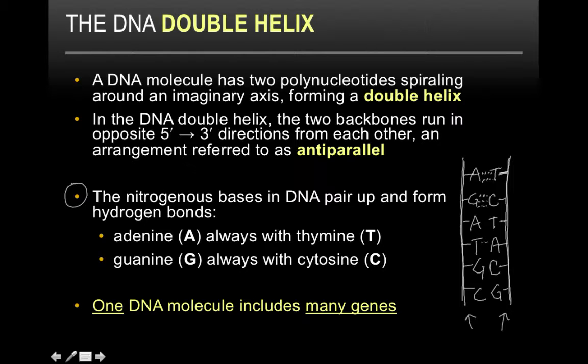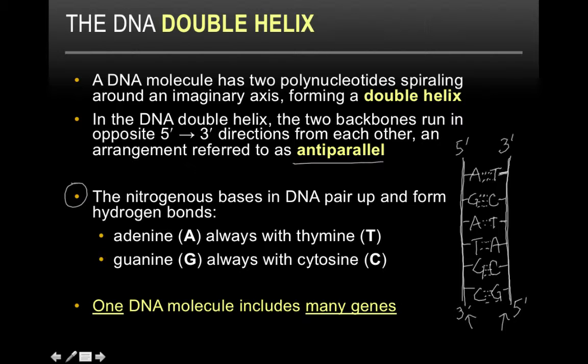Adenine is always connected to thymine by two hydrogen bonds, and guanine is always connected to cytosine by three hydrogen bonds. Another thing to consider about DNA structure is the fact that it's anti-parallel. This means if one strand is running in the 5' to 3' direction, its complementary strand that it's attached to by hydrogen bonds is running in the opposite direction, 3' to 5'.